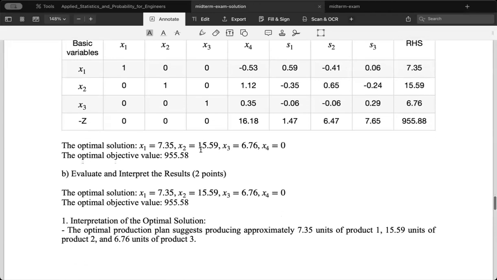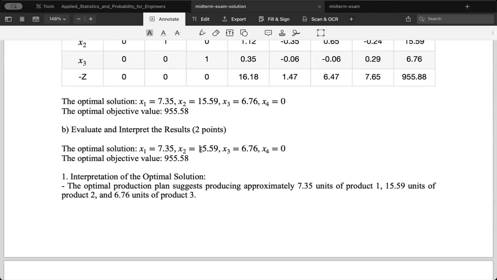Okay, so for B, evaluate and interpret the result. So you must resolve the problem again. Maybe it takes time. Okay, but it's okay. Just only 2 points. If you don't have enough time, you can skip this part.